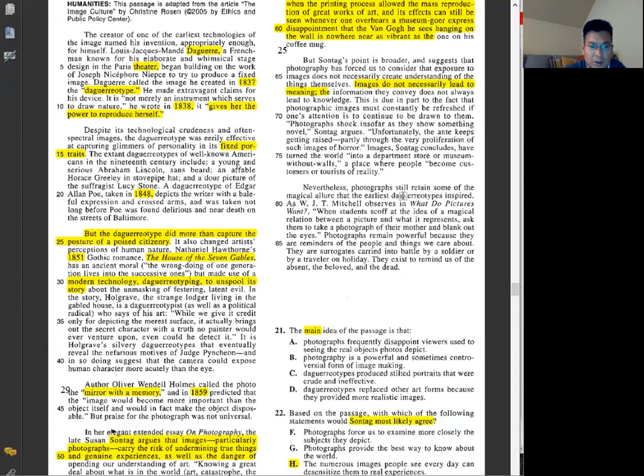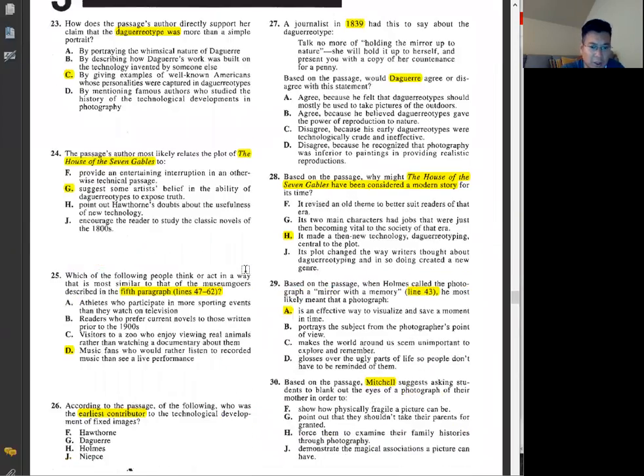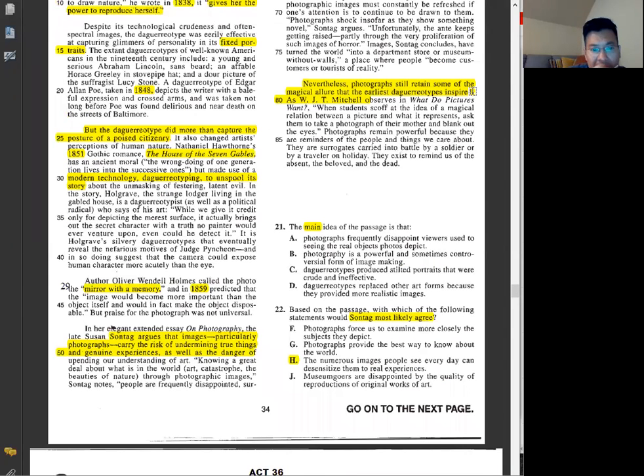And then I move on. Next paragraph. Nevertheless, photographs still retain some of the magical allure that the earliest daguerreotypes inspired, as Michel observes, blah blah blah. So we saw Michel from somewhere. 30. Based on the passage, Michel suggests that asking students to blank out the eyes of a photograph of their mother is in order to. So you have to continue to read something that photographs remain powerful because they remain for people that care about the surrender. That also soldier exists and remain as absence, beloved, and the dead ones.